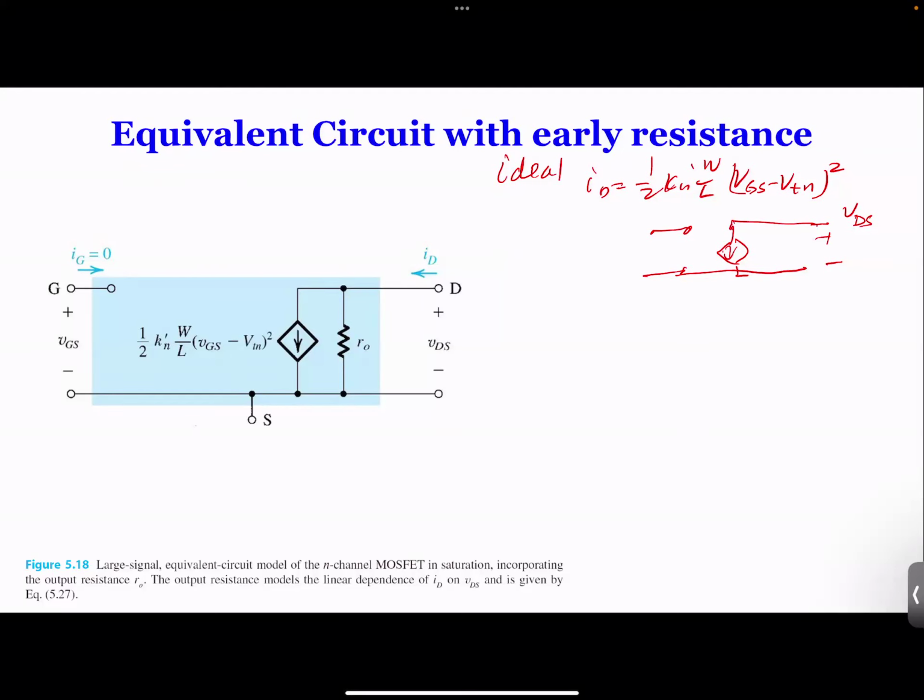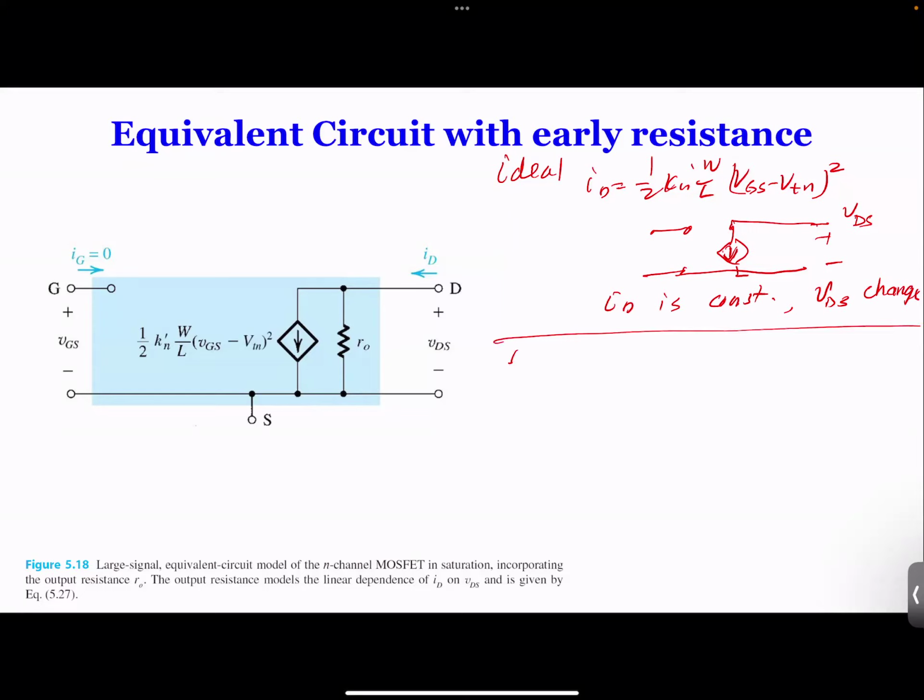And apparently VDS has nothing to do with the value of ID, because ID is constant. So VDS can change, and when VDS changes, it doesn't change ID.